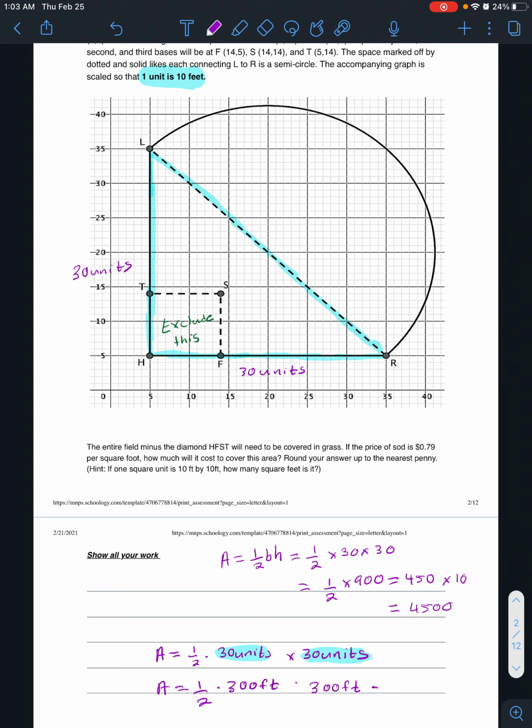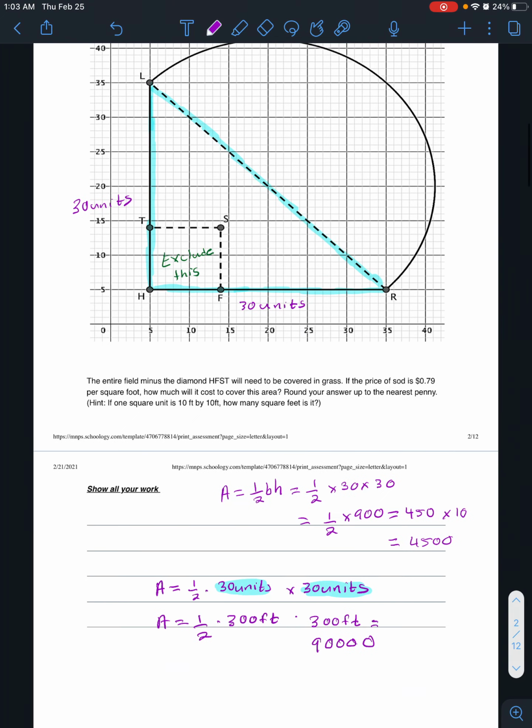And as you can see, we are totally going to get a different number, right? We are going to get 90,000. Still got to multiply by half. And the area equals 45,000, which is similar to 4,500. So what was the mistake that was made in this problem over here?